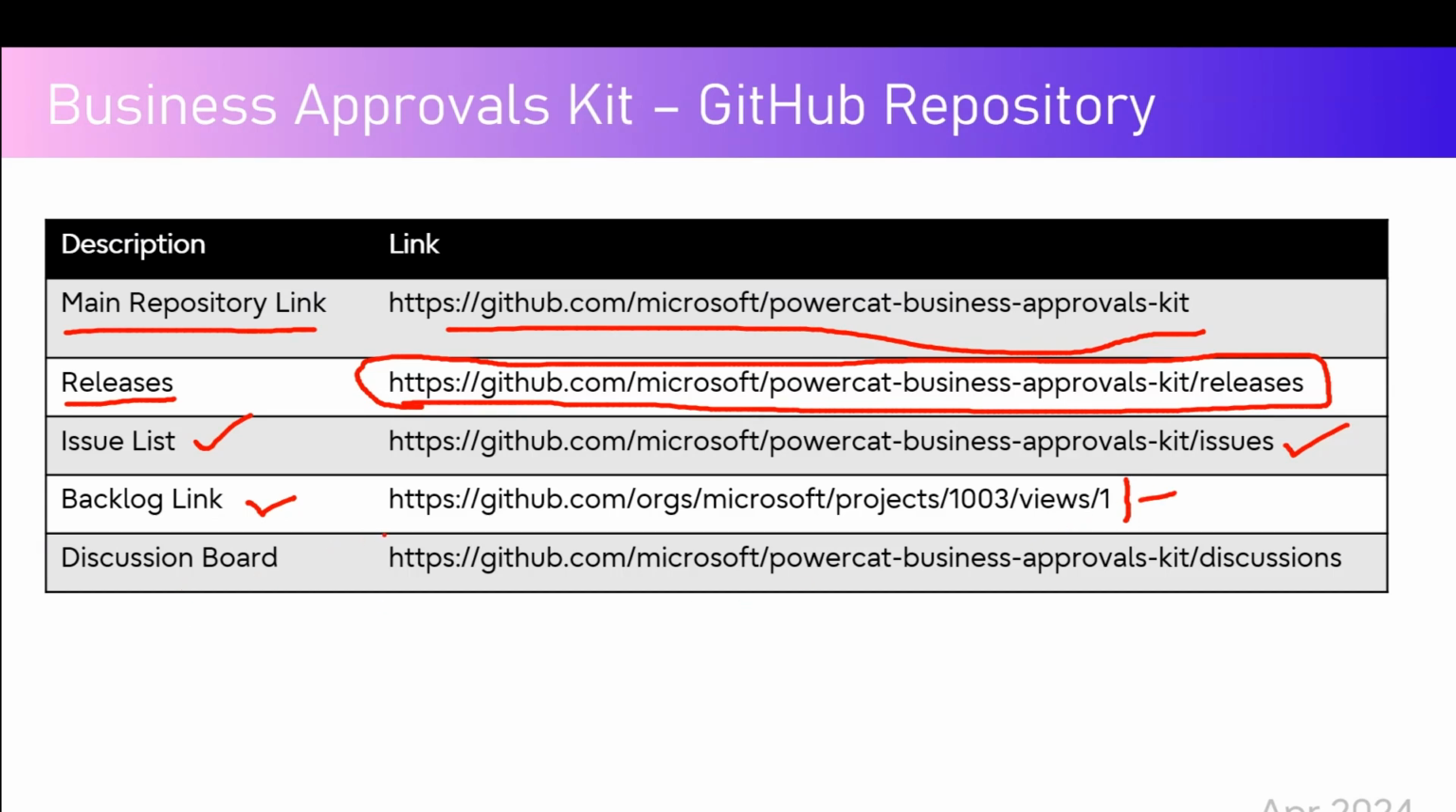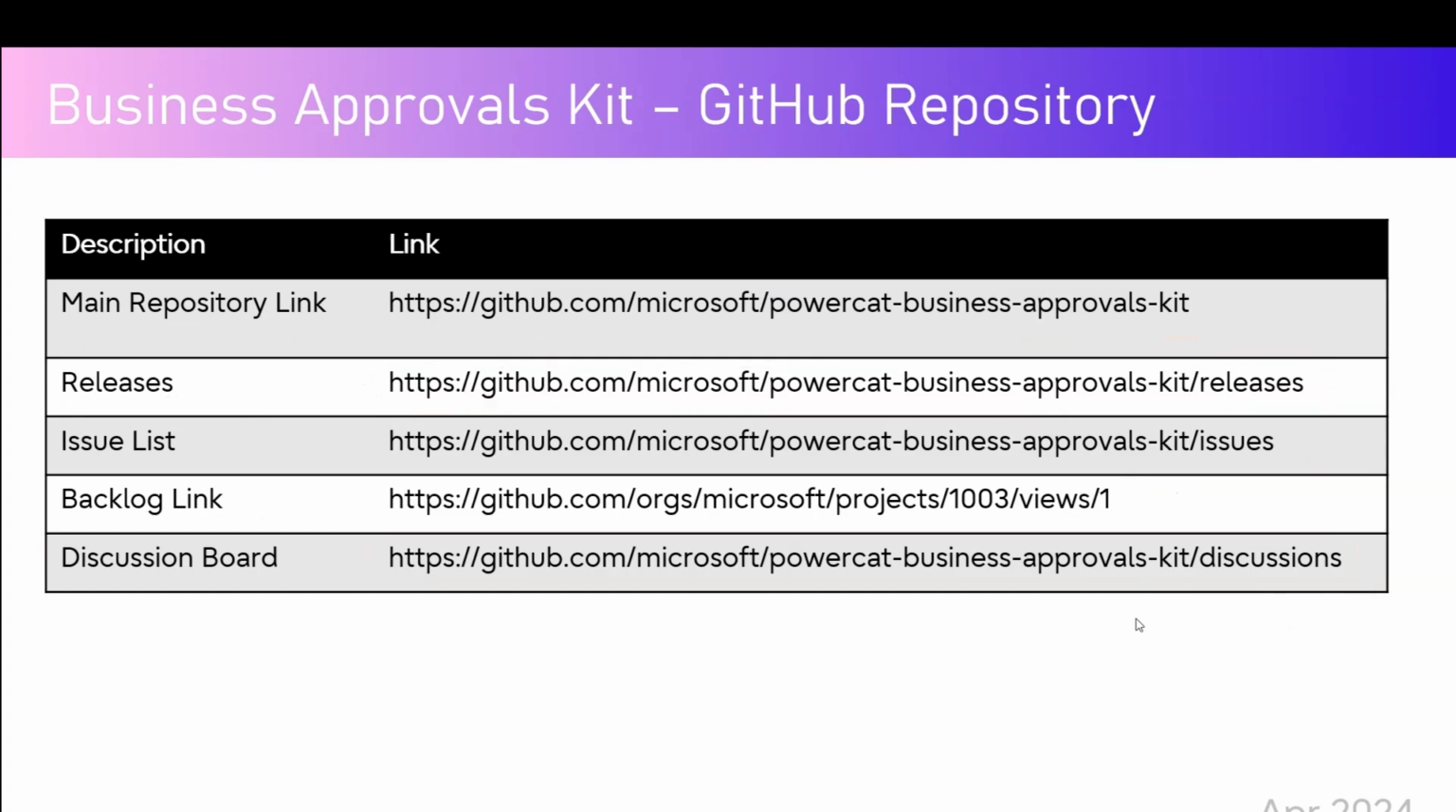Discussion board. So there is a nice discussion board whereby you can discuss with the community members. You can discuss with the PowerCAT team how things are working in terms of bug fixes, new feature requests, new feature releases, and if you encounter any issues, or if you want to further customize the product for your organization's needs. All those things can be discussed in the discussion board.